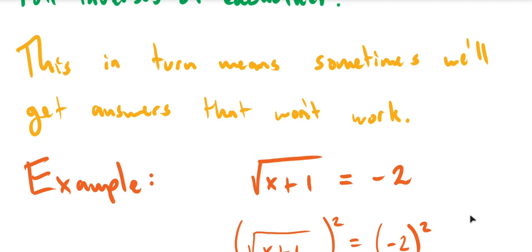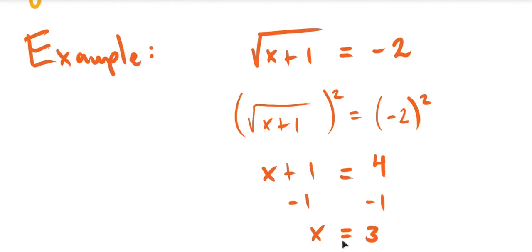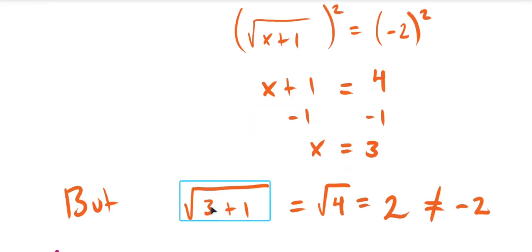So what we would do first is try to square both sides. In squaring both sides, we'd get rid of our radical, but over here, this would become a 4. Subtracting 1 from both sides, I'd get x equals 3. And it doesn't really feel like anything's gone wrong yet until we try to plug in 3.